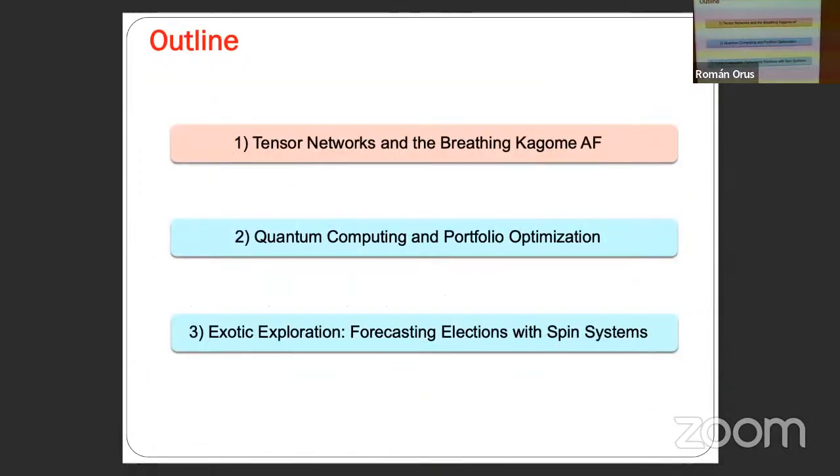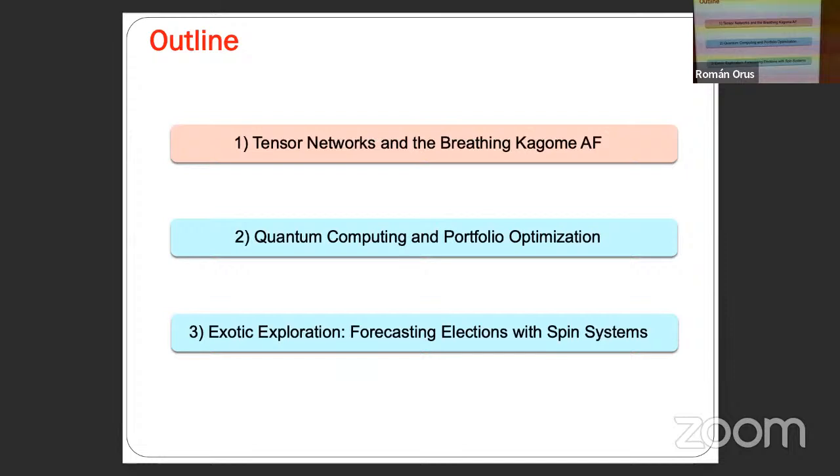Excellent. So that was the first project that I wanted to tell you about. It's a very specific example where you can take tensor networks and assume that a particular type of tensor network is the ground state of that Hamiltonian, and you use it as a variational ansatz to minimize the energy of the Hamiltonian.